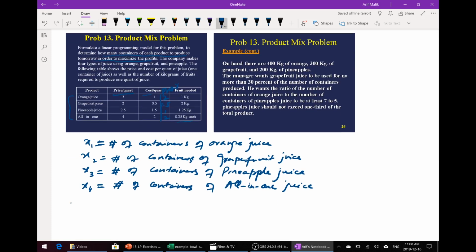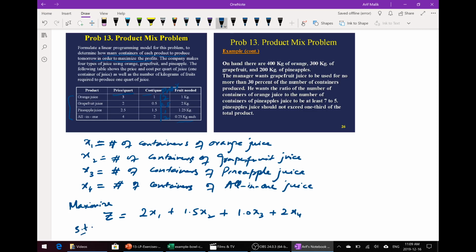And then the objective function is to maximize the profit. Maximize Z equal to, and we have the profit for each container. So 2x1 plus 1.5x2 plus x3, or 1x3 if you like. No, sorry, this is 2.5 minus 1.5, so it is 1 here. 1x3 plus 2x4, subject to.